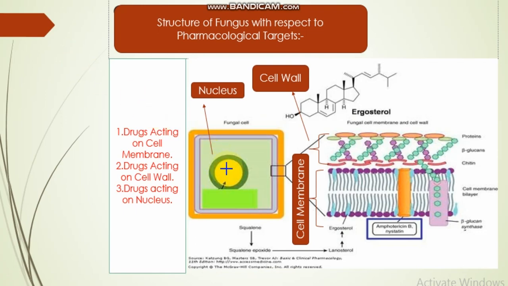This is the nucleus of the fungus, and there is the microtubule, which is responsible for the separation of the chromosomes during cell division. Griseofulvin binds to this microtubule and causes the destruction of this microtubule. So there is no separation of the chromosomes during the mitotic division. So griseofulvin is responsible for the inhibition of the growth of the fungal cell.